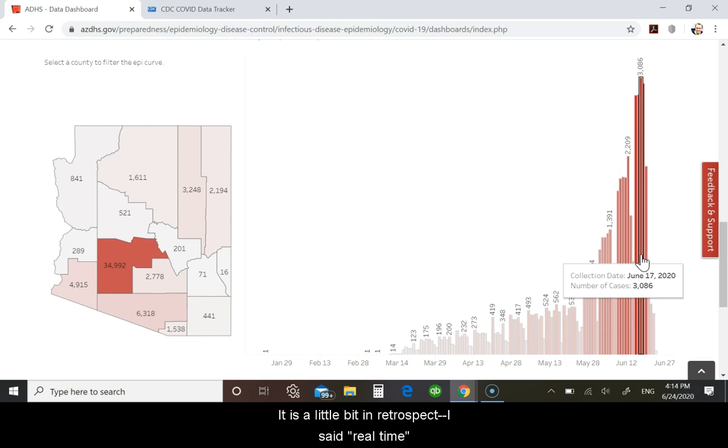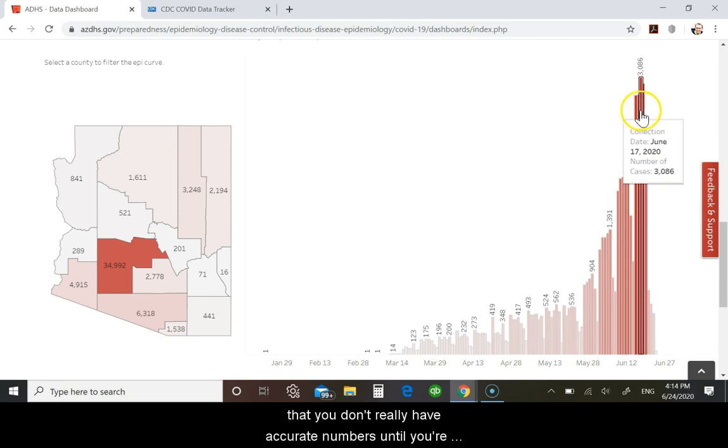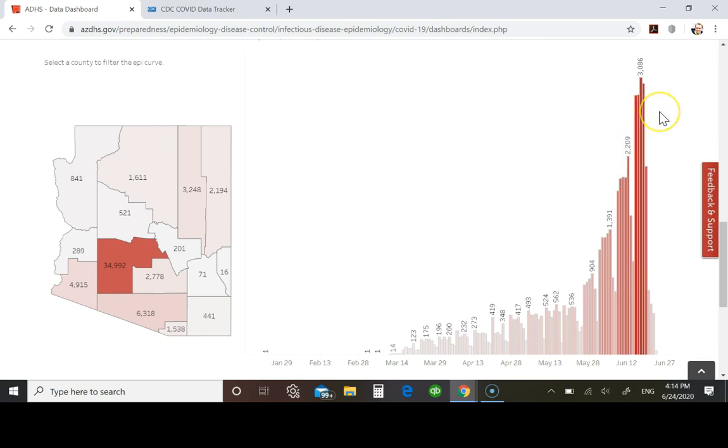I said real time before. I meant the opposite. In real time we get the case counts, but this is a retrospective look back of a few days. And that's why these last few days we don't have any case counts yet. So you have to understand when you're looking at this that you don't really have accurate numbers until you're about a week out.